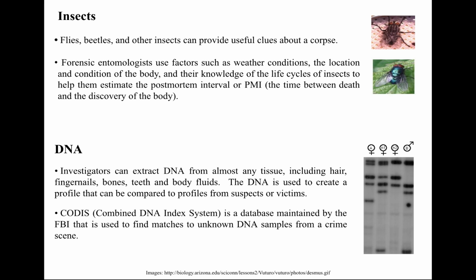DNA is a very powerful piece of evidence, and it can be extracted from just about any tissue. So, for example, hair, fingernails, bones, teeth, and body fluids. And it's used to create a profile, and you can compare that profile from the suspects or victims in the crime. The database that has all the DNA samples is known as CODIS, Combined DNA Index System, and it's maintained by the FBI, the Federal Bureau of Investigation. And it can be used to match unknown DNA samples from a crime scene to people that are listed in this database.